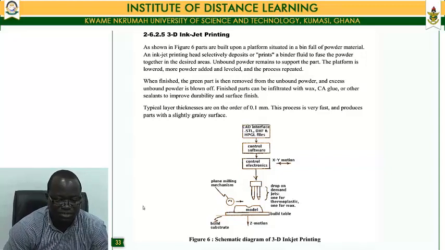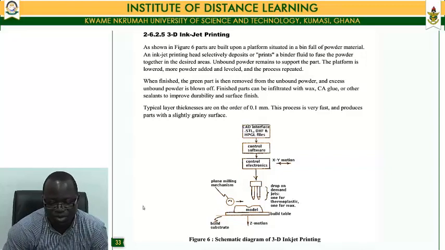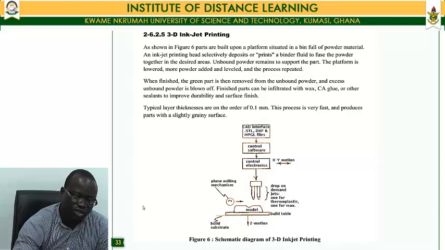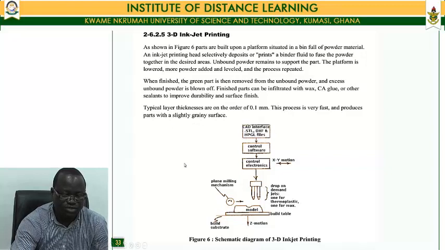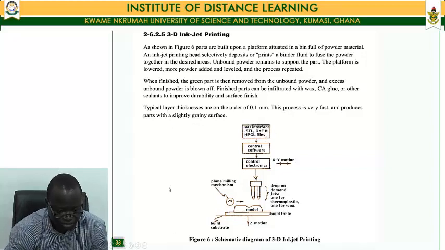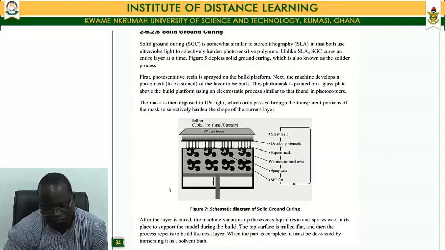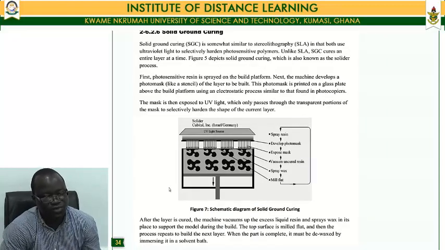When the finished part, what we call the green part, is then removed from the unbound powder, the excess is blown off. So for the finished part, you can use other sealants to improve the surface finish. So for 3D printing, we've already watched the 3D printer video.